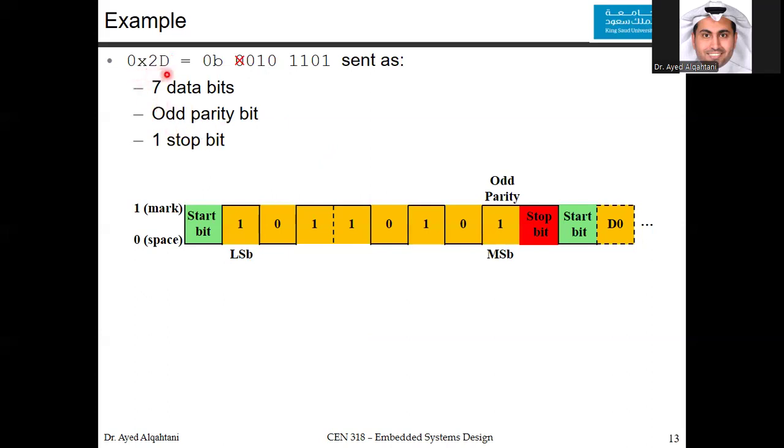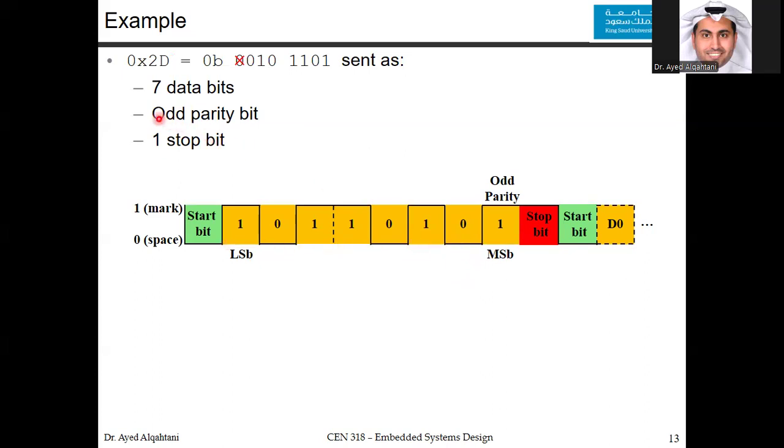Let's say you have this data. This is sent as 7 data bits. So this is 7 bits, odd parity bit and 1 stop bit. This is the way we want to send it. So you must have a start bit, which is low, and then you send the least significant bit first. So you send the 1 first, followed by the 0, followed by the 1, followed by the 1, and so on, until you reach this bit. Now you send 7 bits.